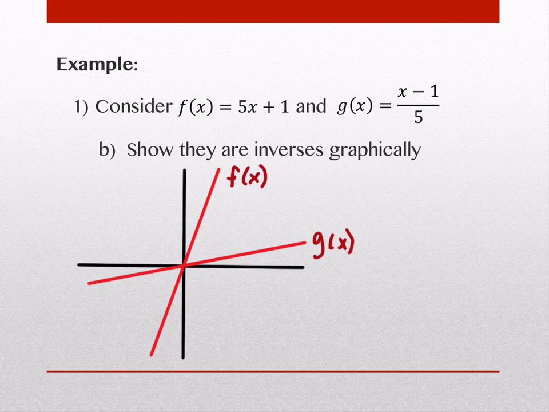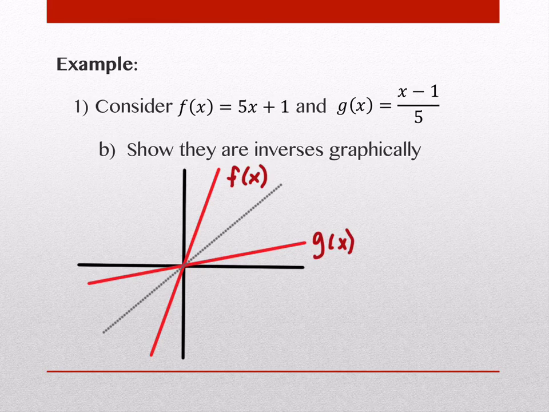So for functions to actually be inverses graphically, it means that they are reflections of one another along the line y equal x. So the line y equal x here is right here. Well, let me try that one more time. That's pretty good. And can you see the reflection that you're getting across that line?